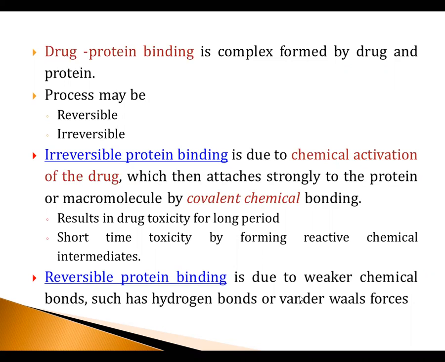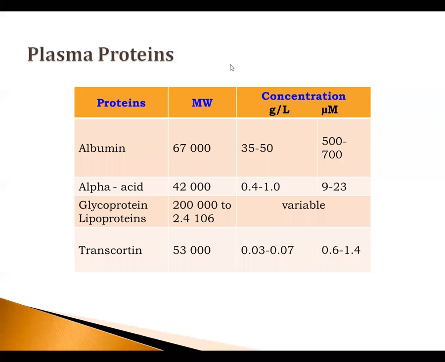But in the case of reversible protein binding, it's a weaker chemical bond with hydrogen bonds or van der Waals forces. So drug protein binding is nothing but a complex bond between the drug and the protein, which is a reversible or irreversible process. Coming specifically to plasma protein binding, these are the major plasma proteins present in the blood. As I said, blood has many components and plasma is the fluid component. There are even antibodies which are protein in nature. So we are talking about the proteins present in the plasma.